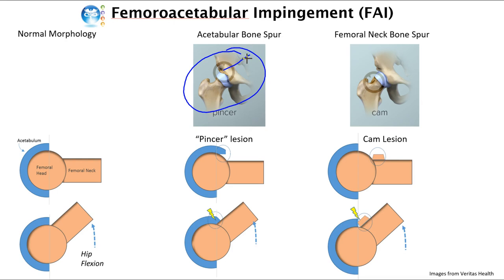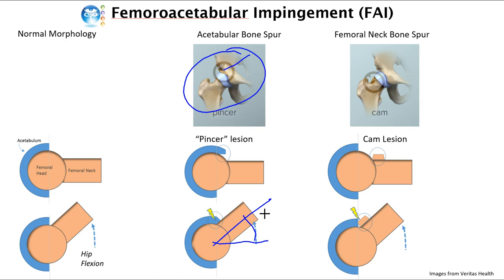the socket may come in contact with the femoral neck at the end range of hip motion, particularly in hip flexion, which ultimately impinges the structures that are in the way, usually the superior labrum and possibly some articular cartilage. This is called a pincer lesion.